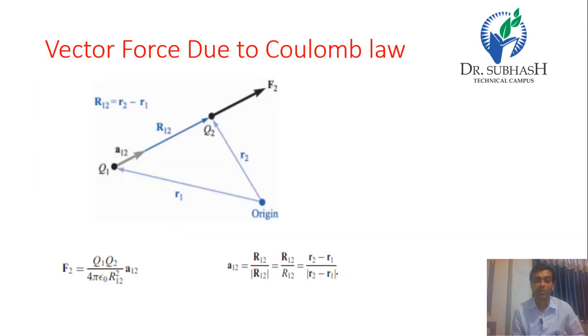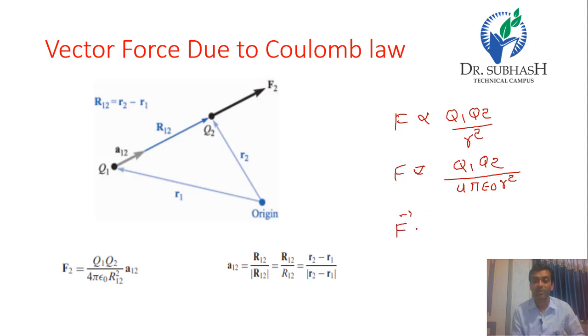Vector form of force due to Coulomb's law. Now we know that the force is directly proportional to the charges and inversely proportional to the square of the distance between them. In general, it can be written F is equal to Q1 Q2 upon 4 pi epsilon 0 r square. In vector form, it can be rewritten.